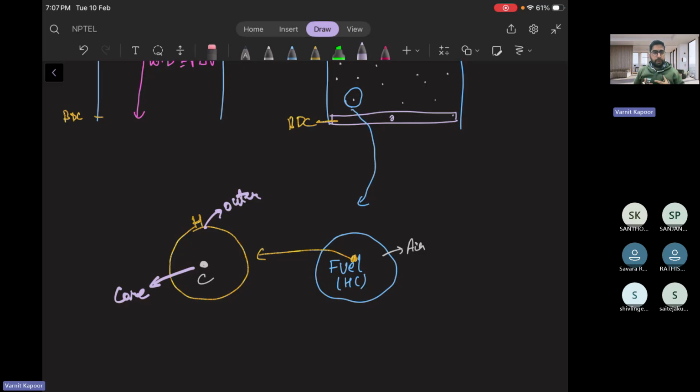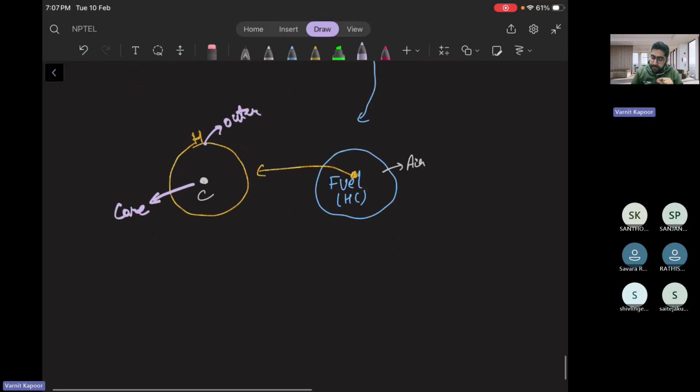Every fuel has its calorific value. So what happens when we provide the spark? First of all, the hydrogen, that is your outer layer, gets burned. Hydrogen burns first, and it burns very rapidly, because the calorific value of hydrogen is very high compared to carbon. And then the carbon burns. So when the compression happens, let me make it here. This is your air fuel mixture.